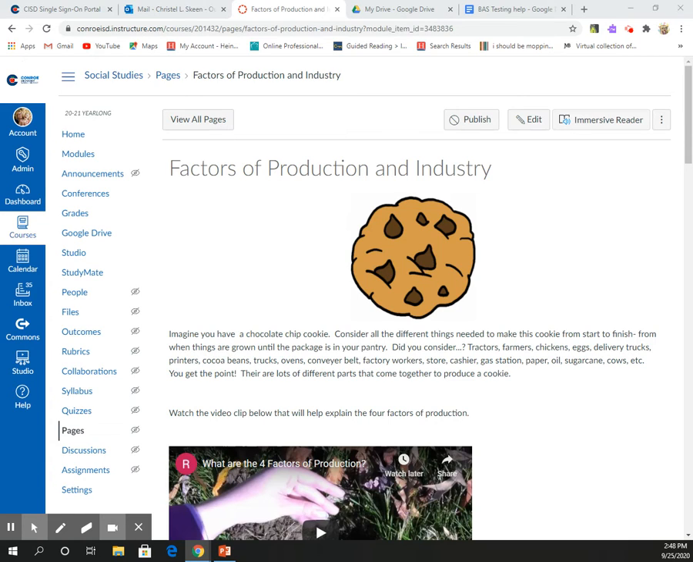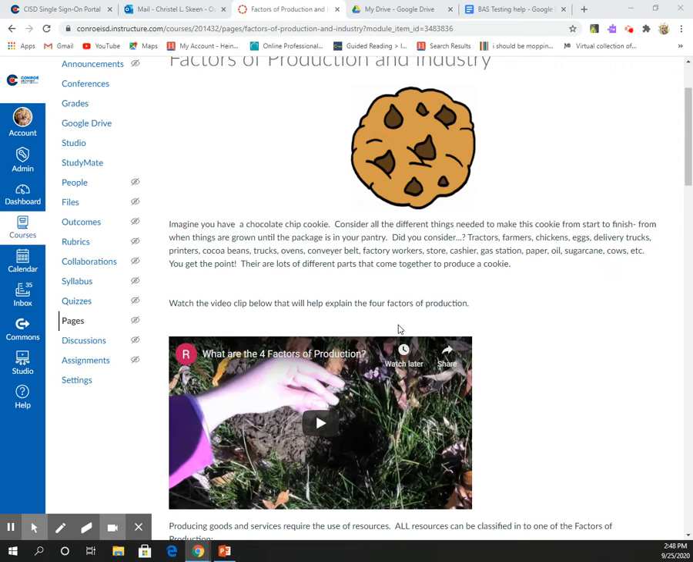Did you consider tractors, farmers, chickens, eggs, delivery trucks, printers, cocoa beans, trucks, oven, conveyor belts, factory workers, stores, cashier, gas station, paper, oil, sugarcane, cows? So you kind of get my point, right? There's lots of different parts that come together to produce a cookie. So we're going to watch this video clip below that helps explain the four factors of production.